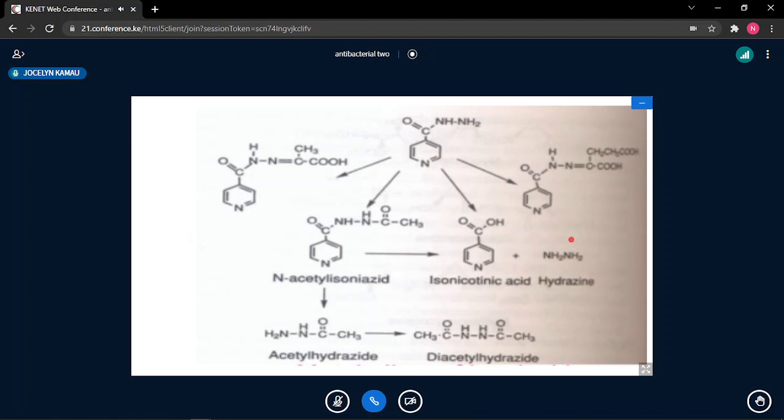The hydrazine itself can also undergo acetylation. So you can see this N-acetyl isoniazid is giving us acetyl hydrazine, so it is being cleaved to hydrazine, and the hydrazine can undergo acetylation to give us acetyl hydrazide. The acetyl hydrazide can undergo another acetylation to give us the diacetyl hydrazide. So those are the main routes.